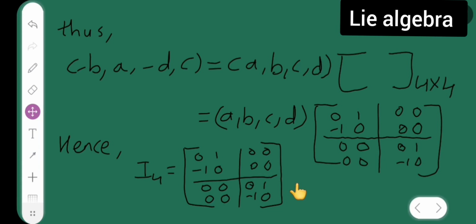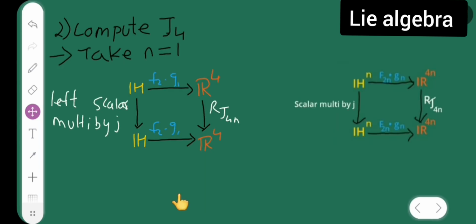Next I have to commute J4. Okay, and this is my J4. Now I have to put n is equal to 1. If I take n is equal to 1, wherever there is n you have to put 1. Okay, and the diagram will look like this. The commutative diagram for J4 will look like this, and you all can write it down, and I'll continue on the next page.